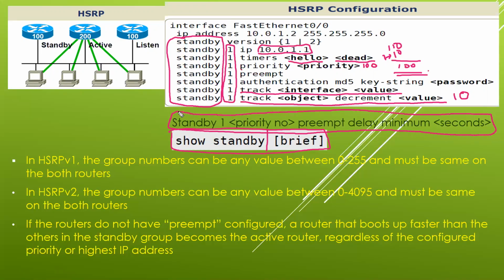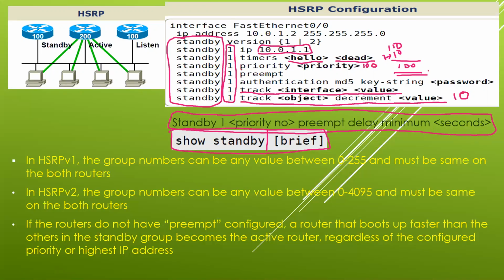Let me explain right now about the track interface also. This is why I said this command is very important. Standby 1, the group number, priority number, preempt, preempt delay minimum seconds. Why am I saying this is very important here?